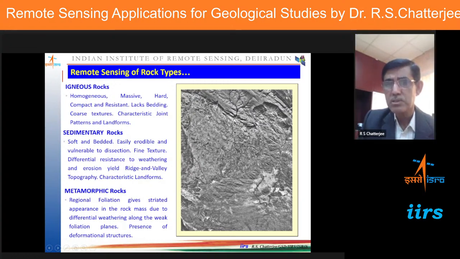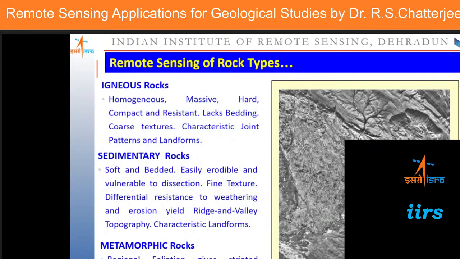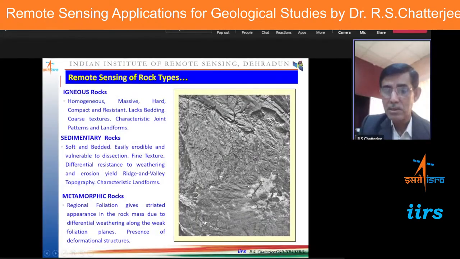There are a lot of dissections, so that means rocks are soft. Whereas in the central part, see here, is it not massive? It is massive, homogeneous. Texture you see, it is coarse. There is a scoop out effect. These grains are scooped out. So this is igneous rock. This you can interpret broadly, how I can differentiate between sedimentary and igneous rocks. Now you see this lower part, there are the parallel weak planes. There are the striations, isn't it? So this is metamorphic rock. Okay, broadly you can identify.